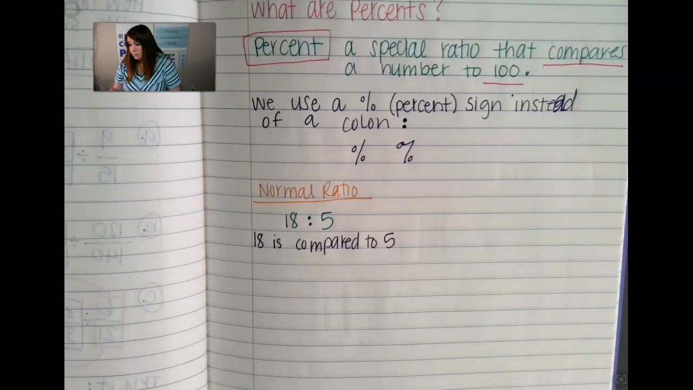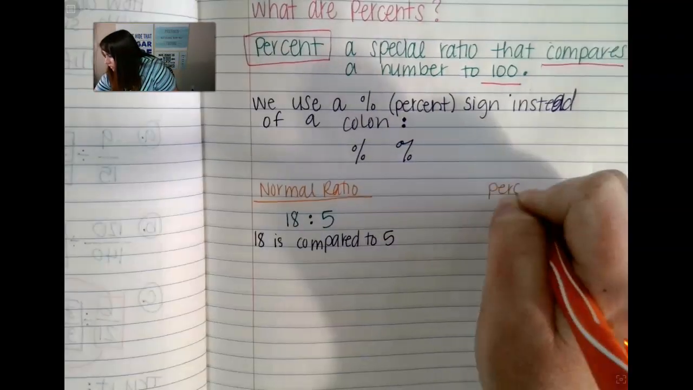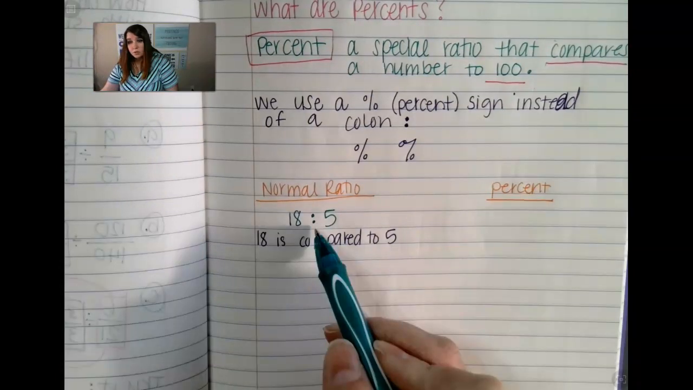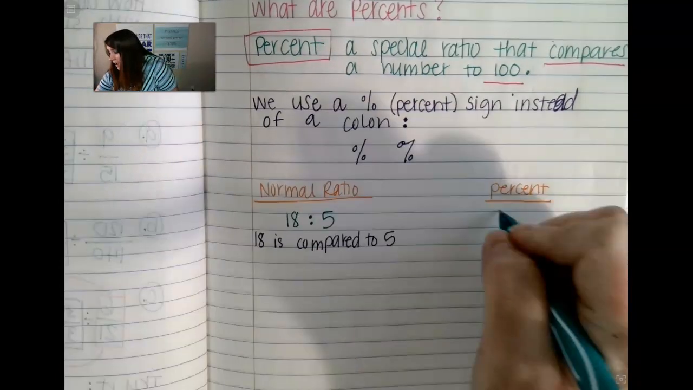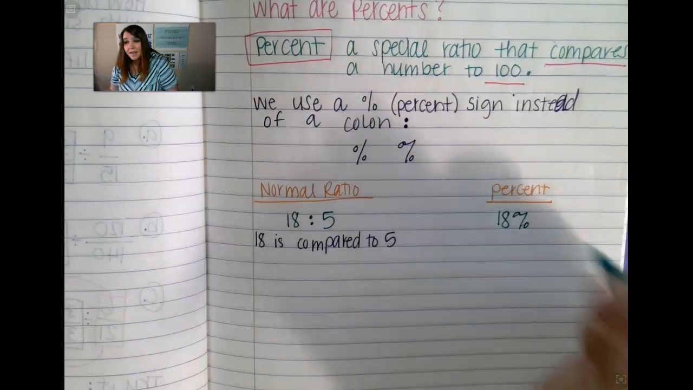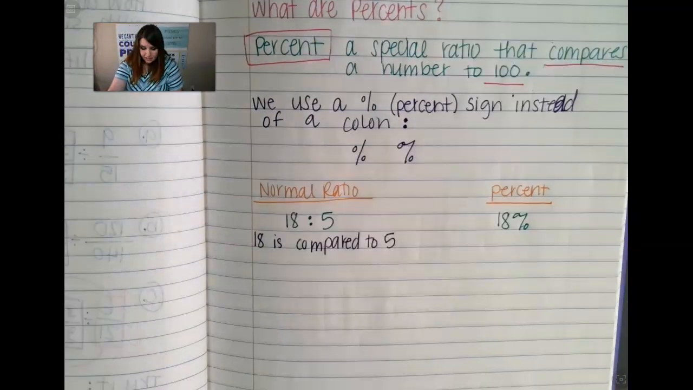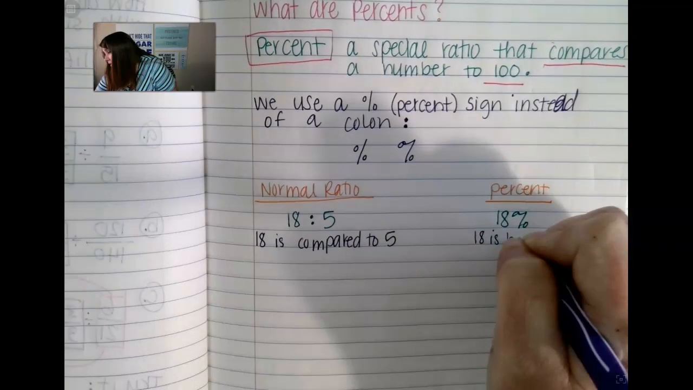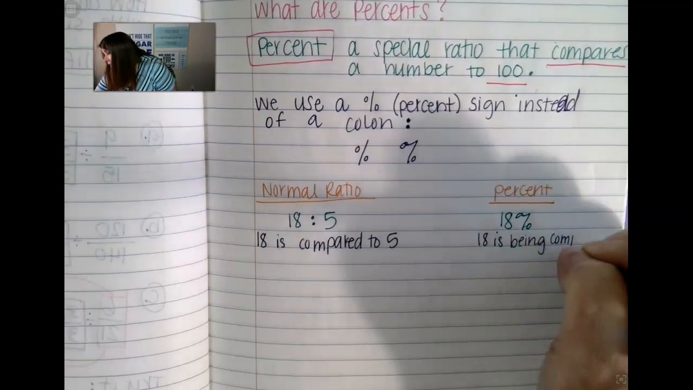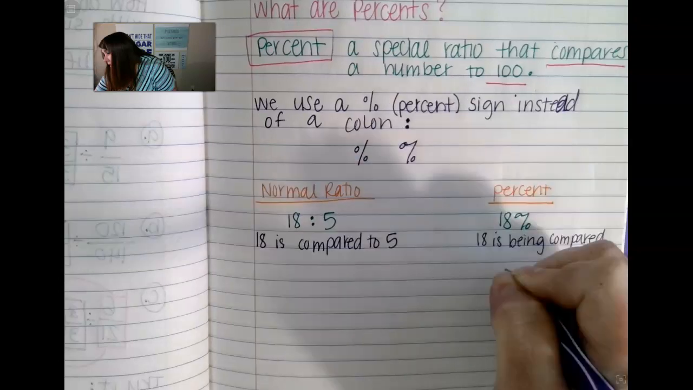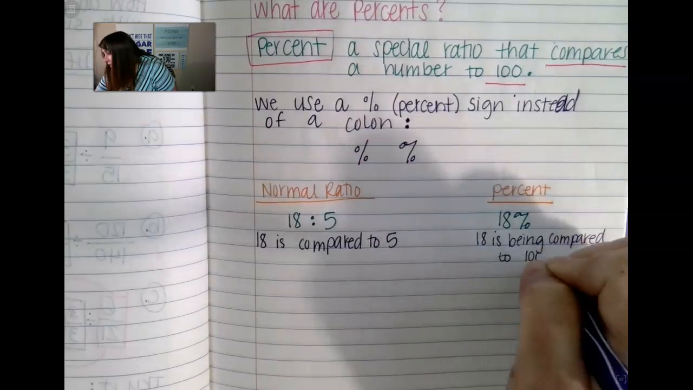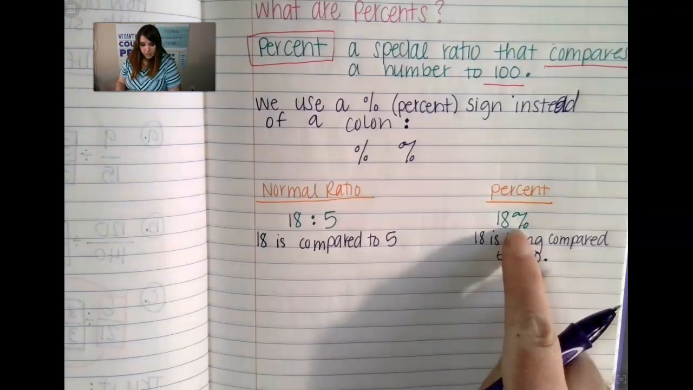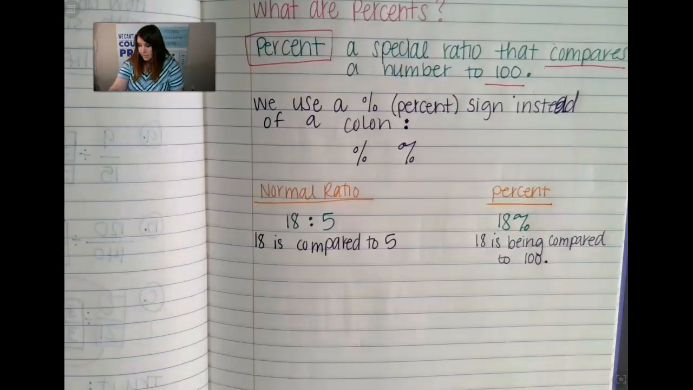So in a percent, instead of having 18 colon 5, we would have 18%. This means that 18 is being compared to 100. So that sign means compared to 100. All right, so let's look at some examples.